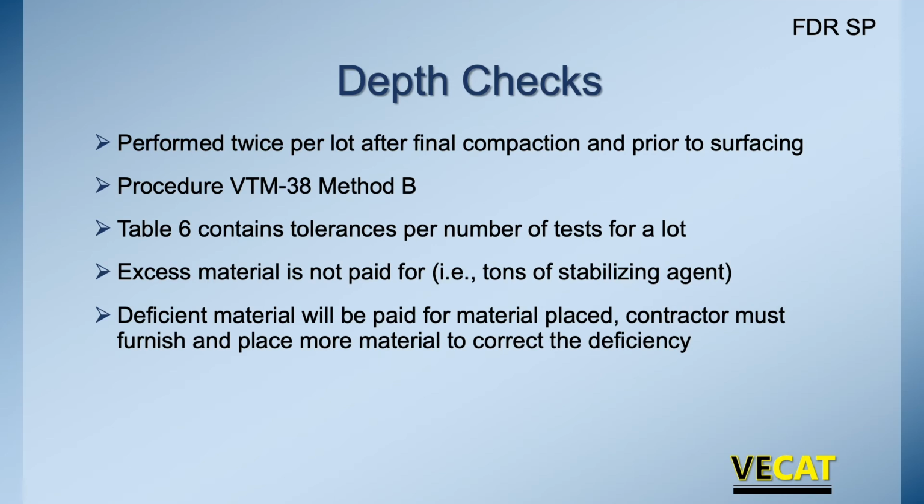We're not paying for excess material. So if you're putting in a lot of extra material, a lot of extra depth, we're not paying for it. And if it's deficient, so it's not thick enough, you didn't go deep enough, you have to come back through and take adjustments for that as well. And the contractor must furnish and place more material to correct the deficiency. So it's only 7 inches. How are you going to adjust for that deficient thickness?